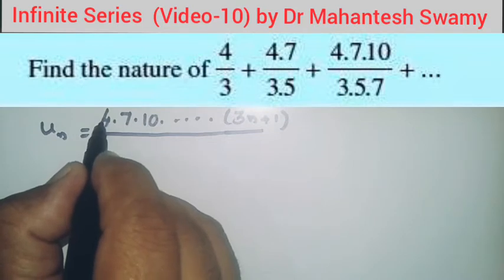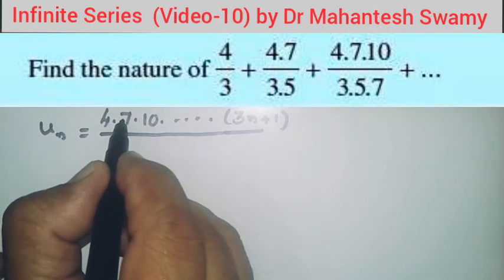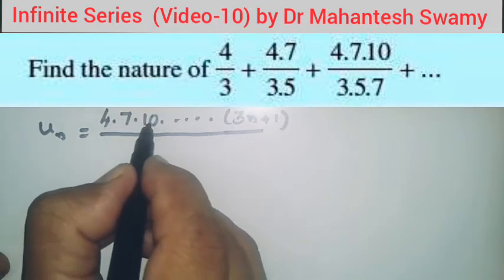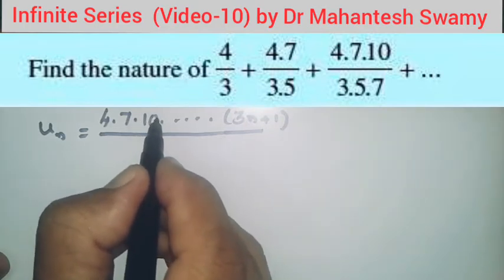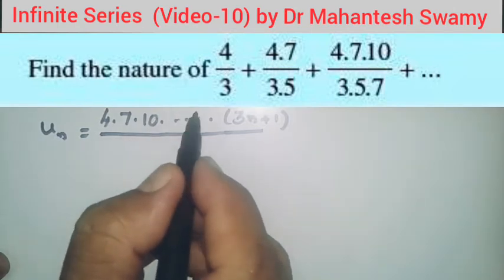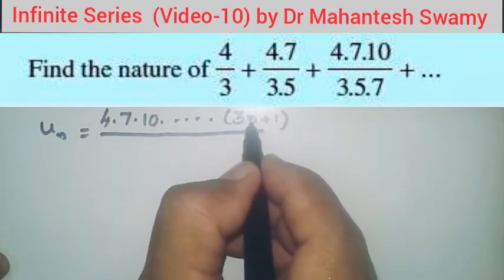We observe here, in the first term it is 4. We can write it as 3 plus 1. In the second term, 4 is kept as it is. The next factor is 7. 7 is 6 plus 1, and 6 can be written as 3 into 2, plus 1. So it is 3n plus 1, with n equal to 2. For the third term, 4 and 7 are kept as they are. The last factor is 10, and 10 can be written as 9 plus 1. 9 is 3 into 3, so it is 3n plus 1, with n equal to 3. So like that, in general, in the nth term, it should be 3n plus 1.